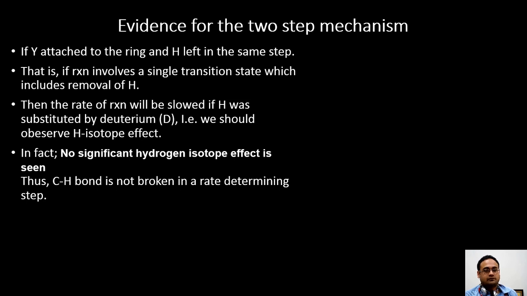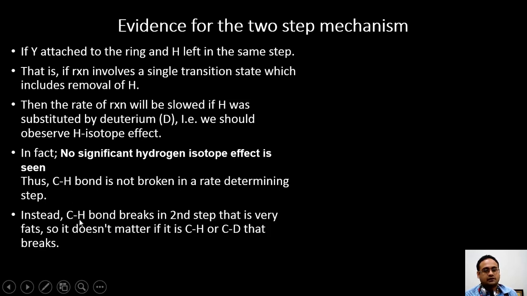But what is the fact? The fact is that we don't see any hydrogen isotope effect in the electrophilic aromatic substitution. That means the CH bond is not broken in the rate determining step. This is not a single step reaction. That means it is a two-step reaction. So therefore, instead the CH bond breaks in the second step, that is very fast.